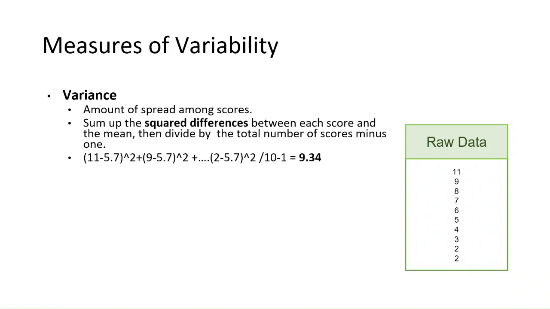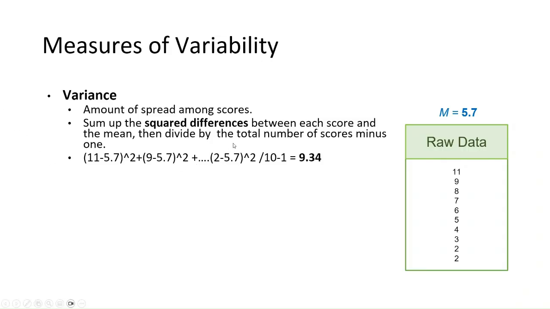Now, to calculate the variance, we first need to know the mean. Okay, so let's say the mean of our data set is 5.7. And then we're going to find the difference between each score and the mean. So for example, we're going to do 11 minus 5.7, 9 minus 5.7, and so on. Now, here's the problem. If you just add up all those differences, the positive and negative values cancel out and you will always end up with 0.